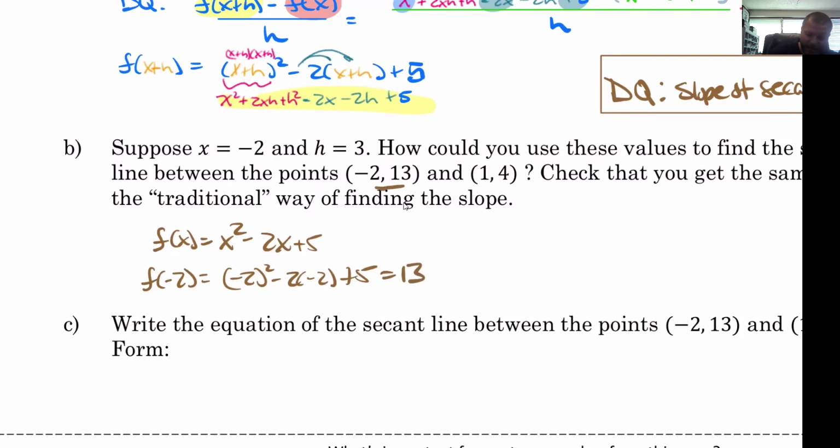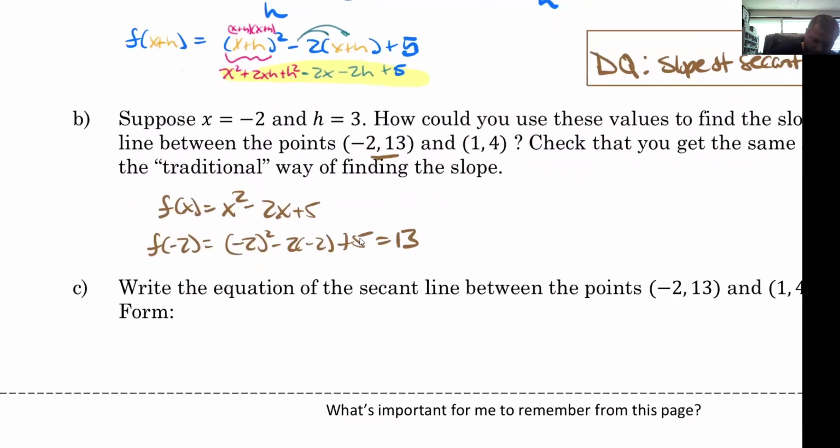And if I plug in 1, so f of 1 is going to be 1 squared minus 2 times 1 plus 5, but that's going to be 6 minus 2, so that's going to be 4.